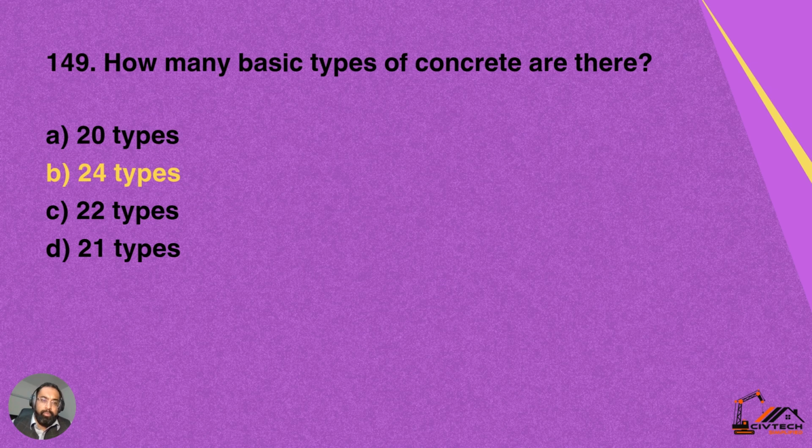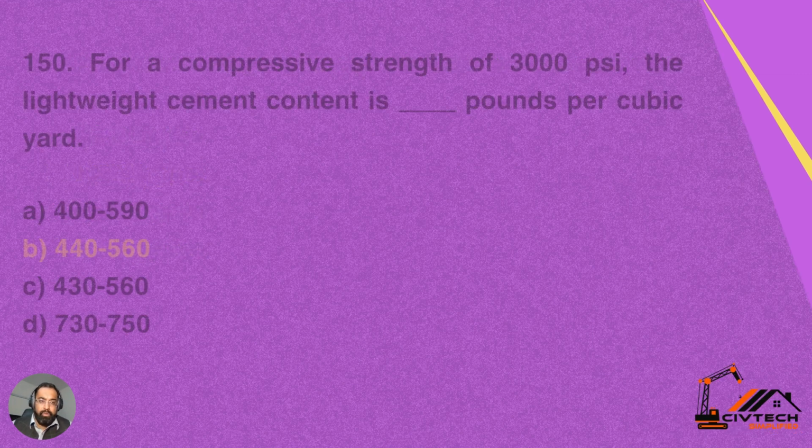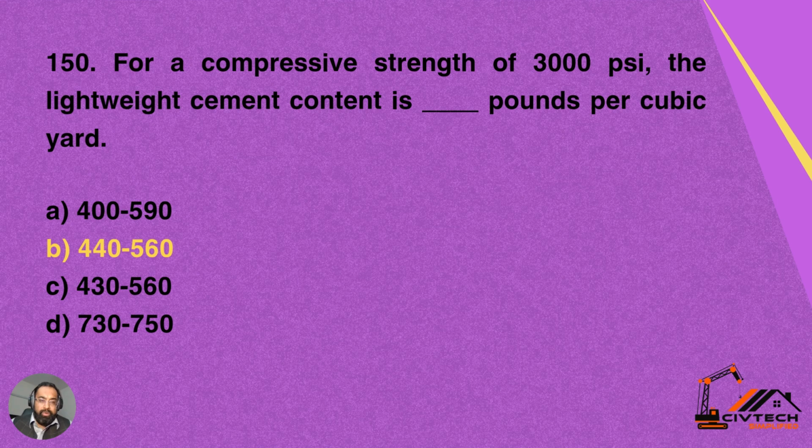149. How many basic types of concrete are there? Being an engineer, you should know these fundamental questions. How many basic types are there for concrete? Option A is 20 types. Option B is 24 types. Option C is 22 types. Option D is 21 types. So the basic types of the concrete are 24. Option B is the correct answer for this question. There are 24 types of concrete.